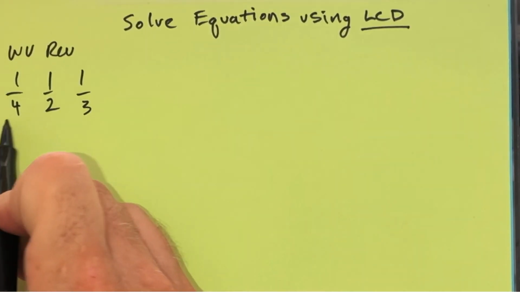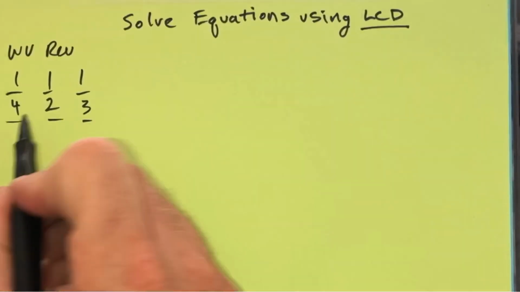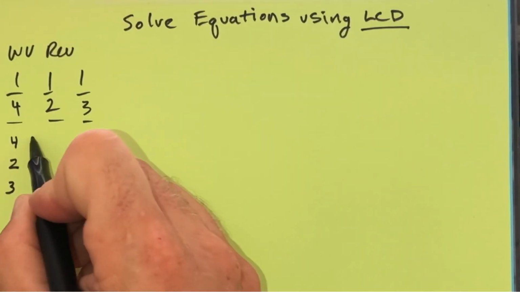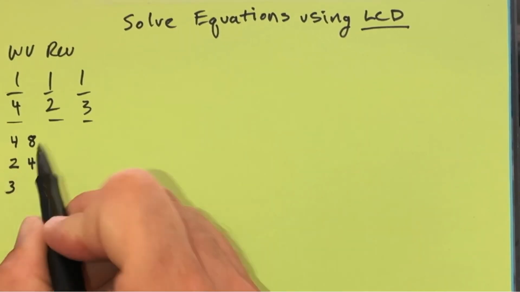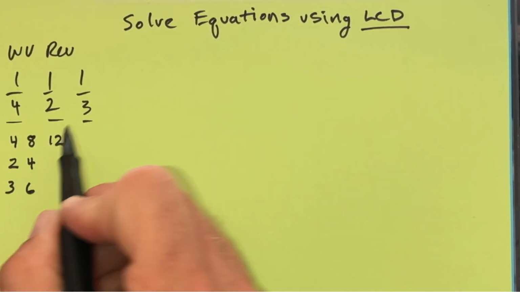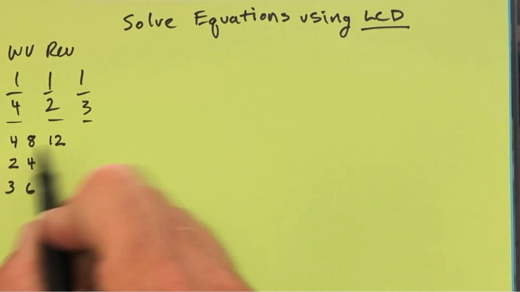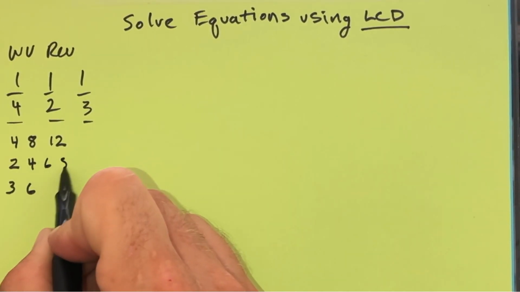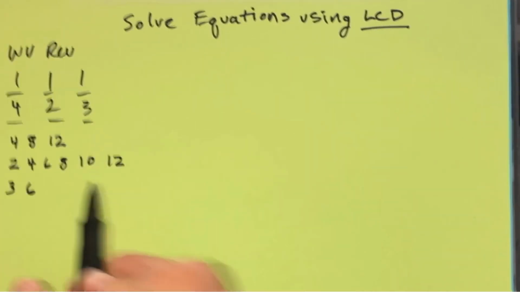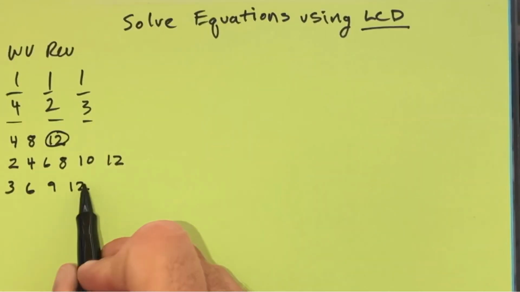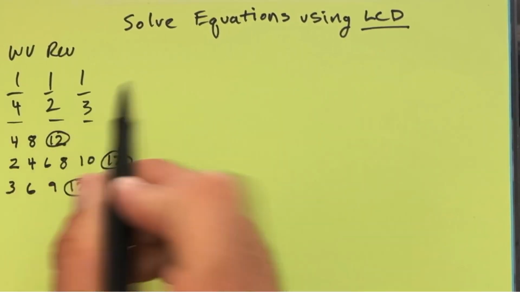What you would do with these three fractions is locate an LCD by using the multiples of 4, 2, and 3, kind of climbing the ladder here: 3, 6, 12. Once I find the 12, I recognize 2 goes into 12 and 3 goes into 12. Just to show you: 2, 4, 6, 8, 10, 12, and 3, 6, 9, 12. This is our lowest common denominator for these three numbers.